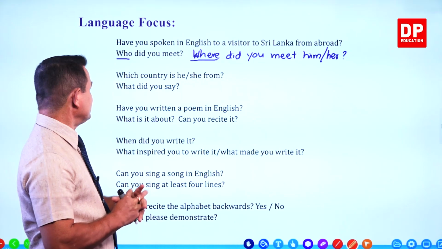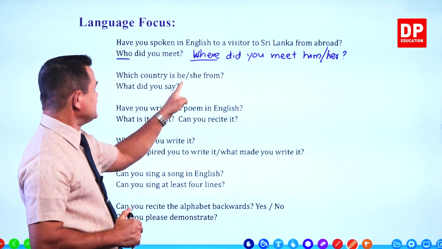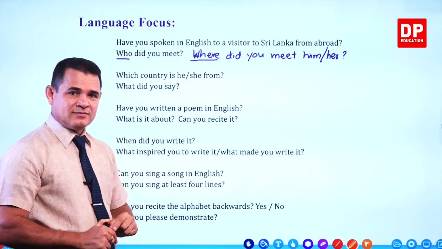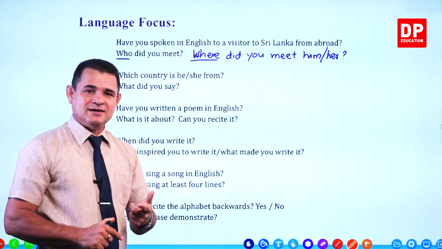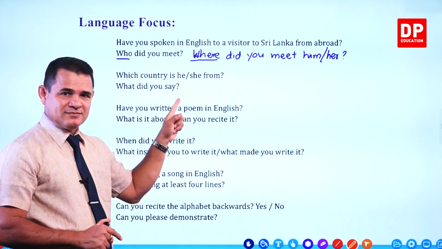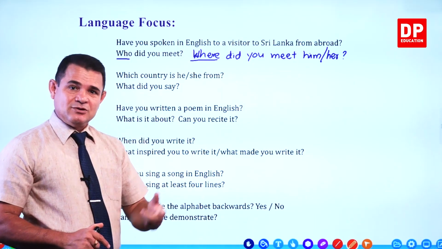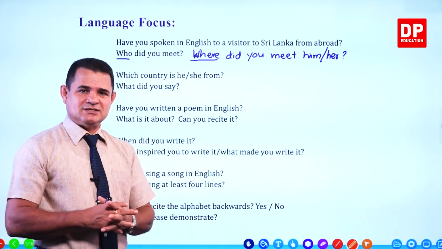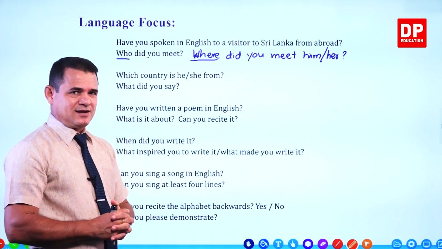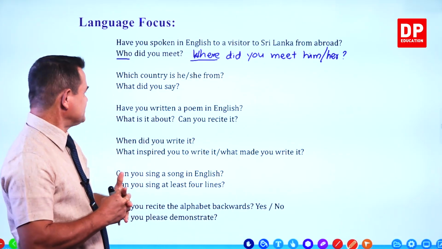And for the second one, which country is he or she from? එයා මොන රටින්ද? Another question. And what did you say? ඔයා මොනවද කිව්වේ? And ask more questions like that. And then he or she will answer.